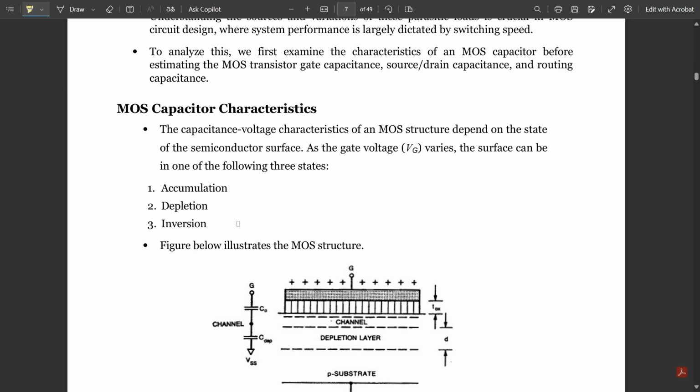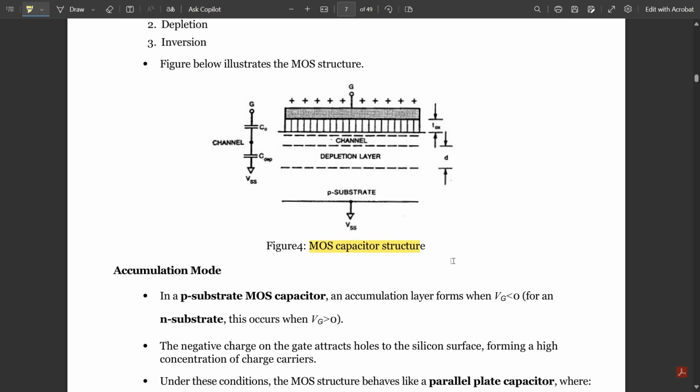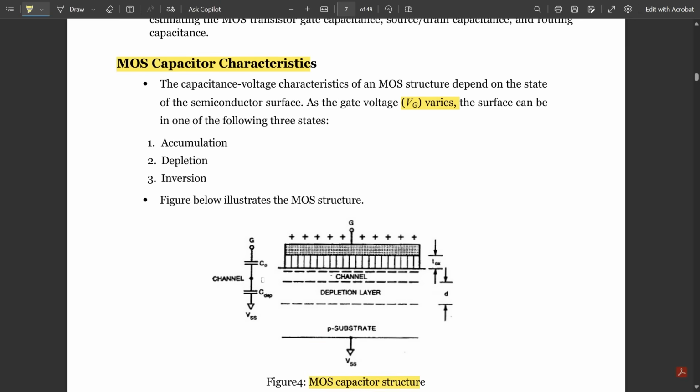Now let us see the MOS capacitor characteristics. The capacitance voltage characteristics of a MOS structure depend on the state of the semiconductor surface. As the gate voltage VG varies, the surface can be in one of three states. In this figure, the MOS capacitor structure consists of some capacitors, a channel, a depletion layer, and the substrate we are using here is P substrate. We have one gate terminal and one VSS. In these three states of depletion layer and channel, we have different surfaces, and those three states are accumulation, depletion, and inversion.